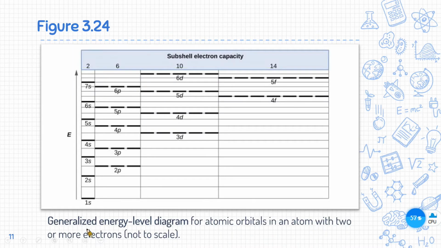This is the generalized energy level diagram for atomic orbitals in an atom with 2 or more electrons, but not to scale. As you can see, it's 1s, 2s, 2p, 3s, 3p, then 4s, then 3d, then 4p.